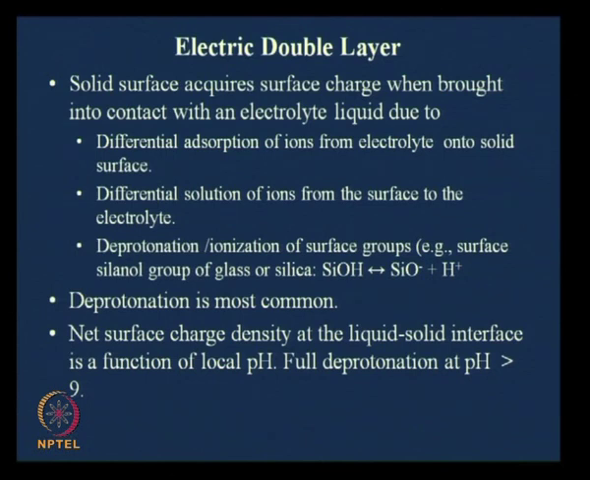So, the pH at which you hold the surface has a tremendous effect on how much H plus goes from the surface to the electrolyte. So, the local pH is the key variable. Net surface charge density at the liquid-solid interface is a function of local pH, with full deprotonation at pH greater than 9. This is a fact.